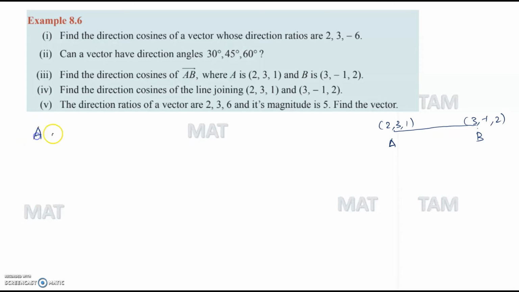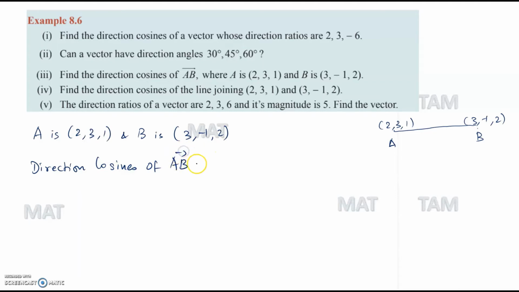If A is 2, 3, 1 and the point B is 3, minus 1 and 2, then the direction cosines of vector AB are 1 by square root of 18, minus 4 by square root of 18 and 1 by square root of 18. This we already found in part 3 of the problem.